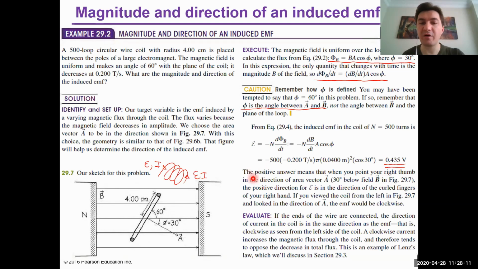So the positive answer means that when you point your right thumb in the direction of the area vector, okay, like this, this is showing the area vector as we have defined in the previous transparencies. And then the direction of the current will be like this. Induced current or induced EMF will be like this.